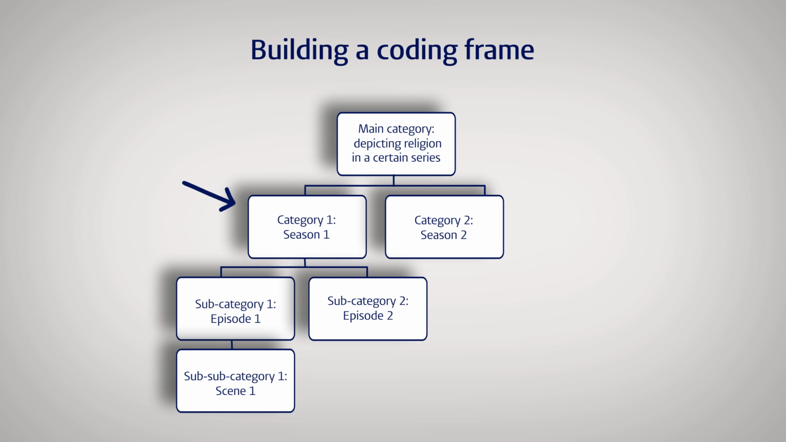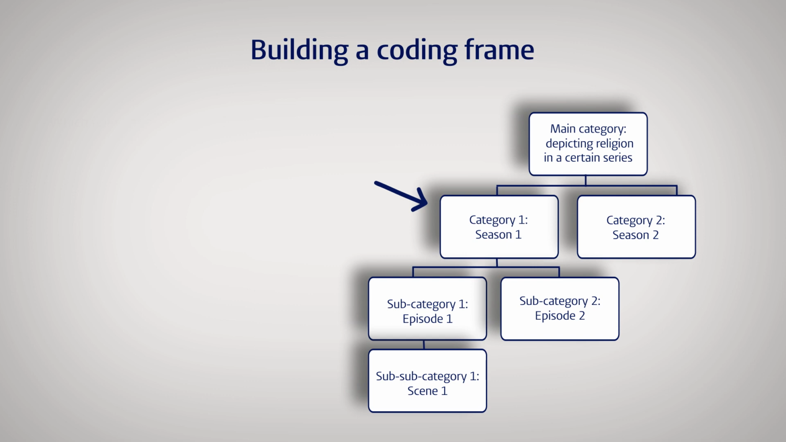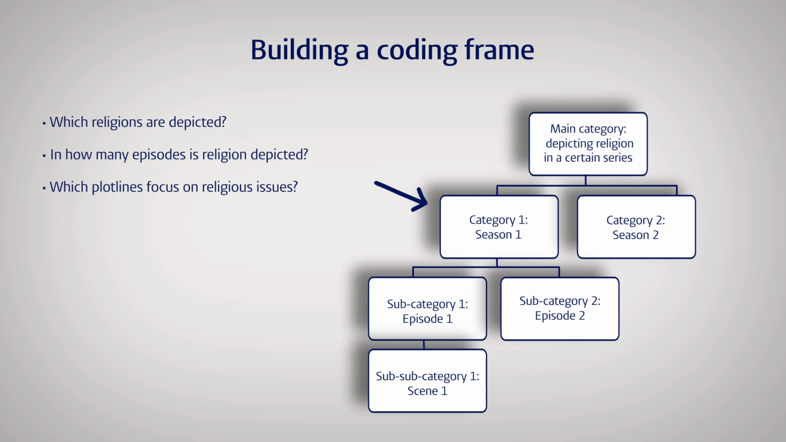On this level, it is impossible to focus on each scene's details. Therefore, in the table of your coding frame, we ask questions on more abstract characteristics. In our table, we will include questions such as which religions are depicted, in how many episodes is religion depicted, which plot lines focus on religious issues. Are there, for instance, religious functionaries among the main characters?